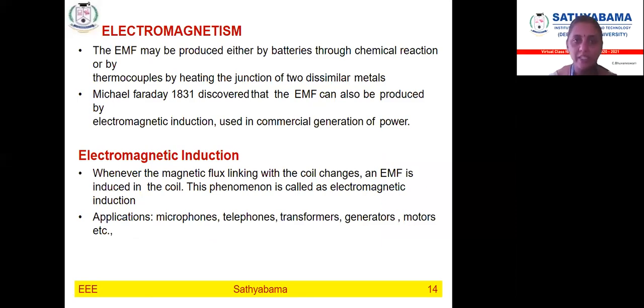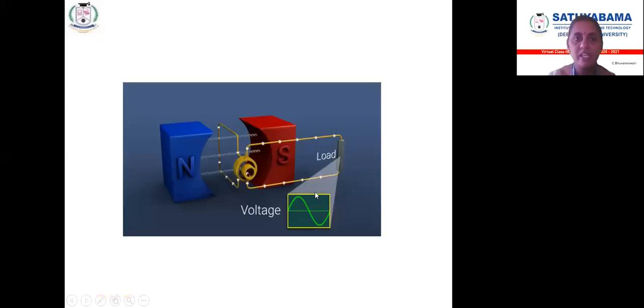Now, the production of power with this electromagnetic induction is used commercially in generation of power. Okay. Now, after the generation of power, it is getting transmitted, it is getting distributed, right? So the initial one is the generation. Now, what is this electromagnetic induction? We have to know. Whenever the magnetic flux linking with the coil changes. So magnetic flux linking with the coil changes means, see, the flux is here. The flux flows from north pole to south pole.